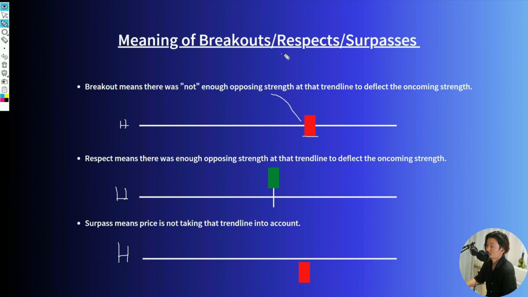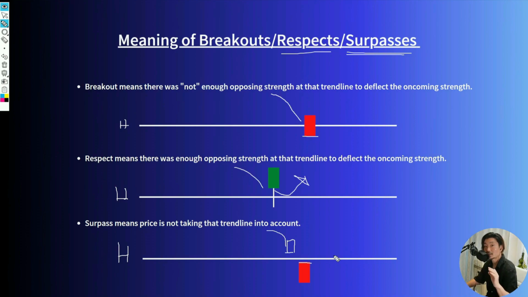Or price can respect a horizontal trend line. So again, if price is coming from the top to the bottom to this trend line and gets deflected off it, in other words, there's no close under that trend line. And the third event that can happen is that price can surpass a trend line. So price could come from the top to the bottom. Let's say this is the previous candle, and on the current candle, price opens below this horizontal trend line. That would mean that price surpassed a trend line.